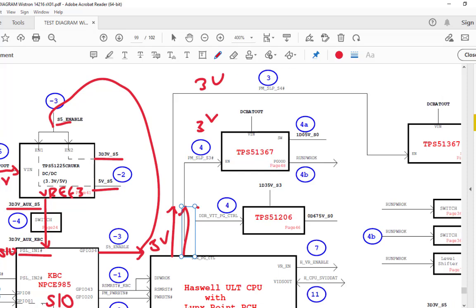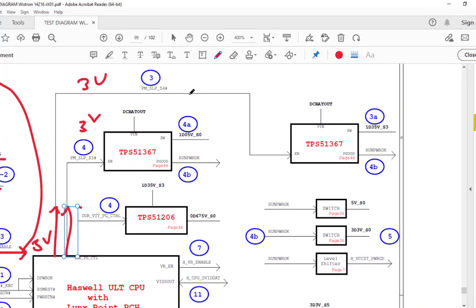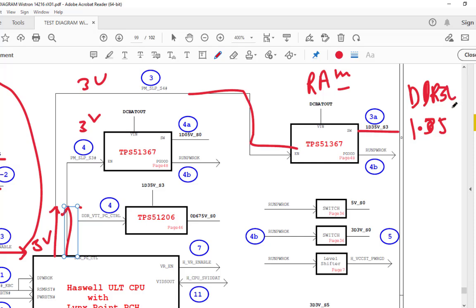First, the SLP_S4 signal is given to this RAM buck converter. The RAM buck converter generates 1.35 volts. This is DDR3L RAM, and DDR3L requires 1.35 volts and then 0.675 volts. Both voltages will be generated by this section, and then the power good signal will be generated.